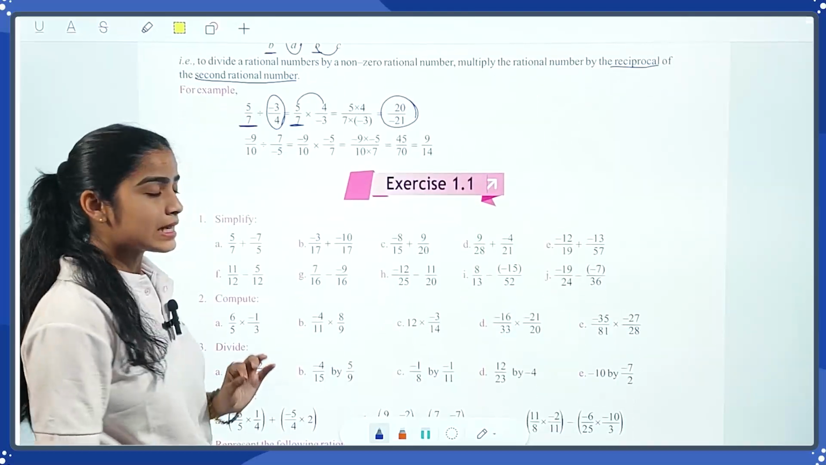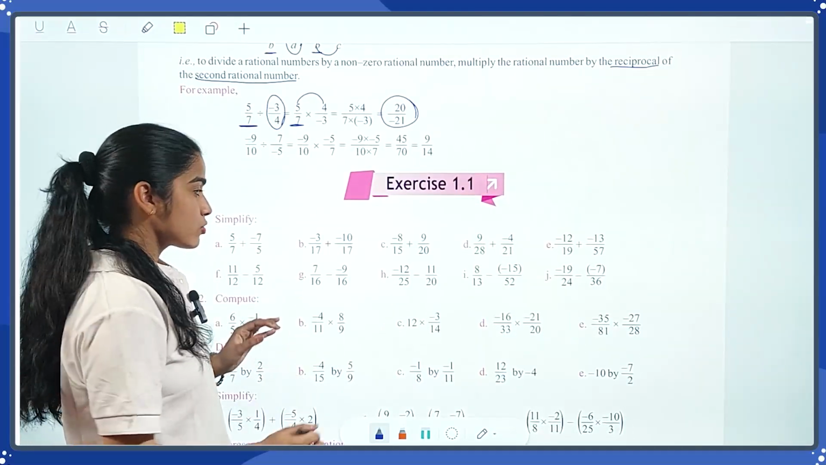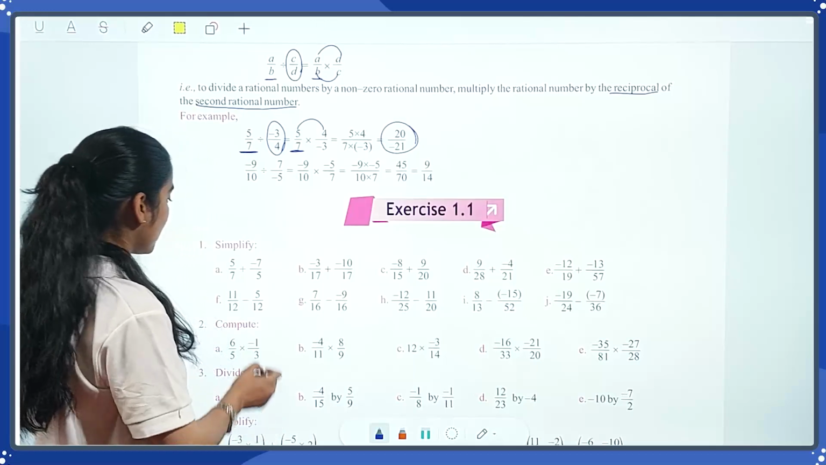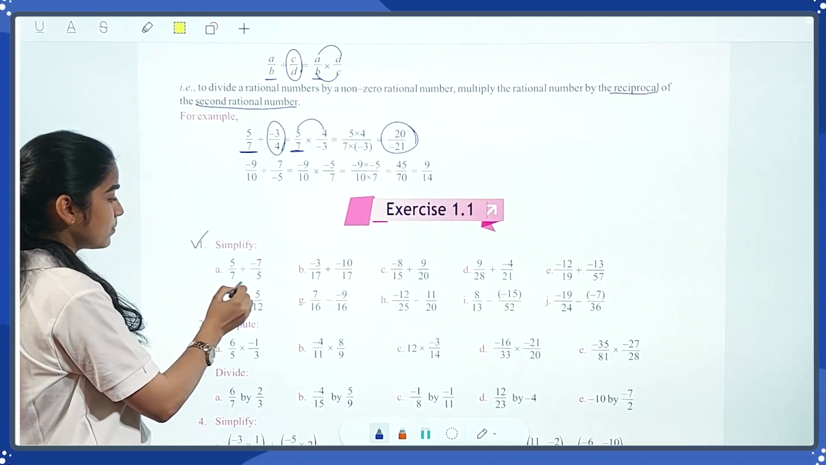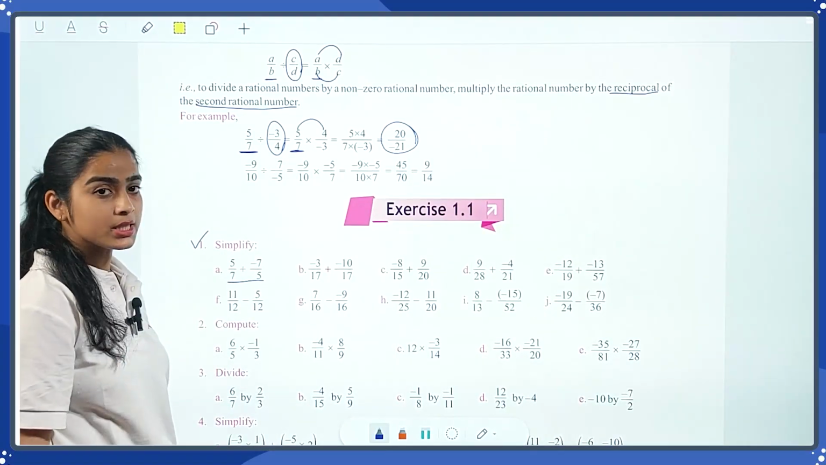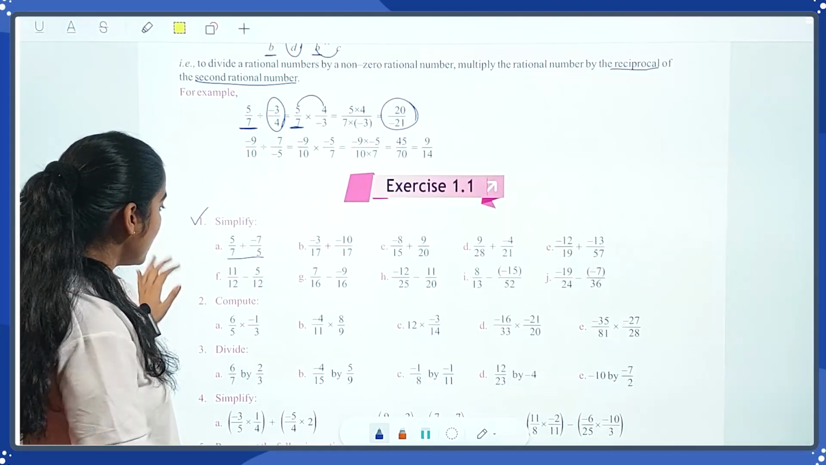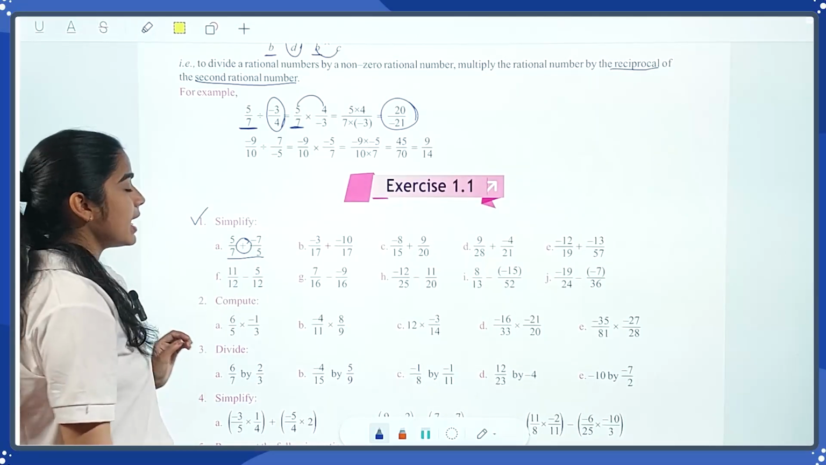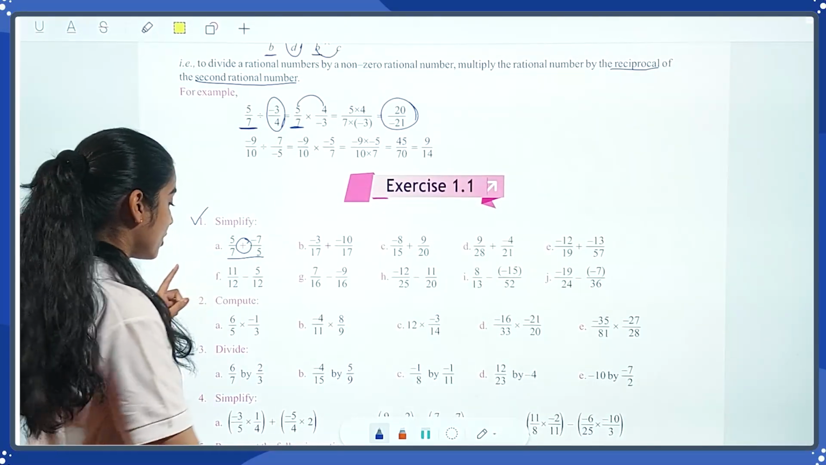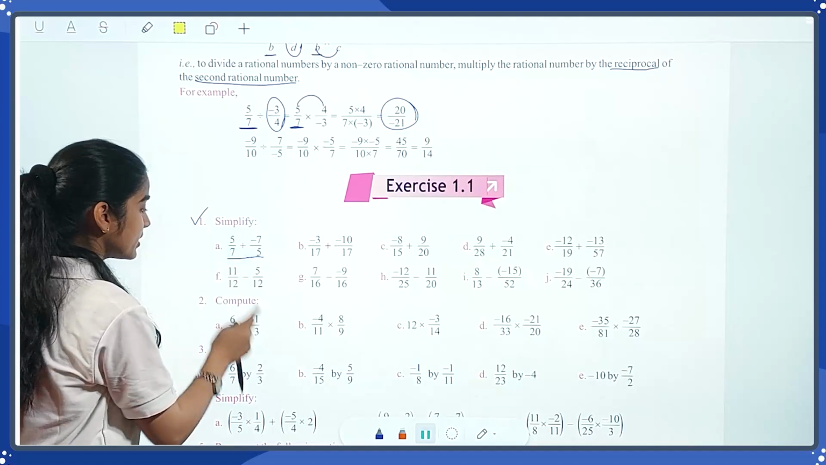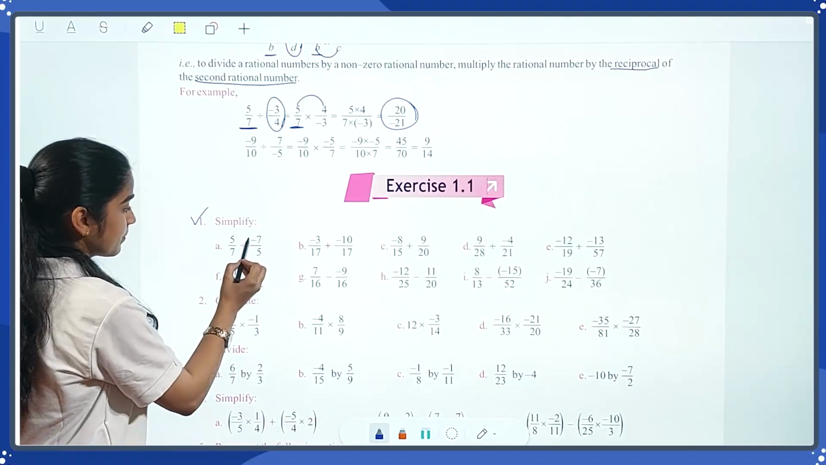Now we have exercise 1.1. The first question is simplify. So here you have to perform your operations. If you look at them, you will notice that you have to perform addition here. But if you notice, there is a negative sign as well, minus.